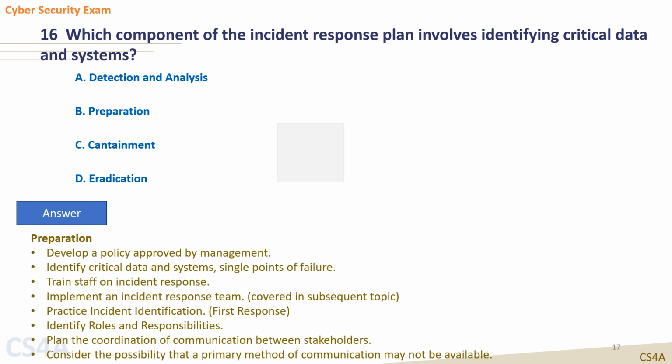In the preparation phase only, we'll develop a policy approved by management and then identify critical systems and data and systems single point of failure. This is to identify the risk involved in these critical systems. So the answer is B.